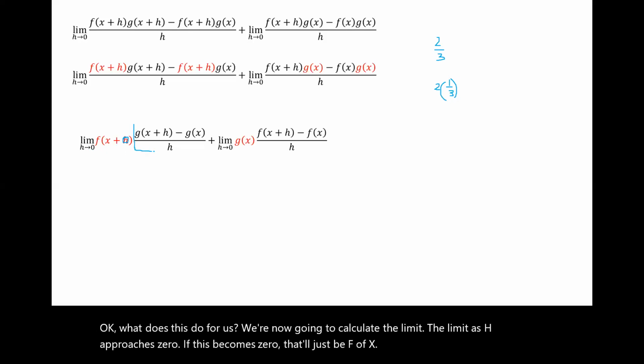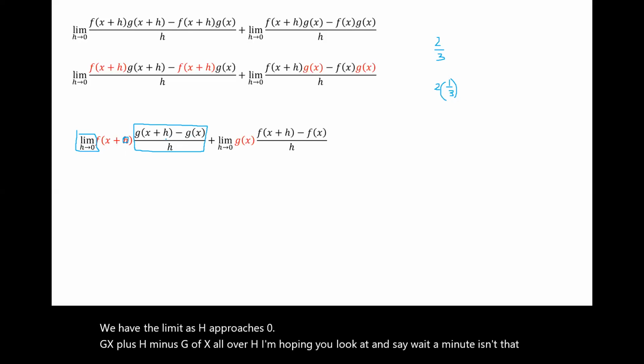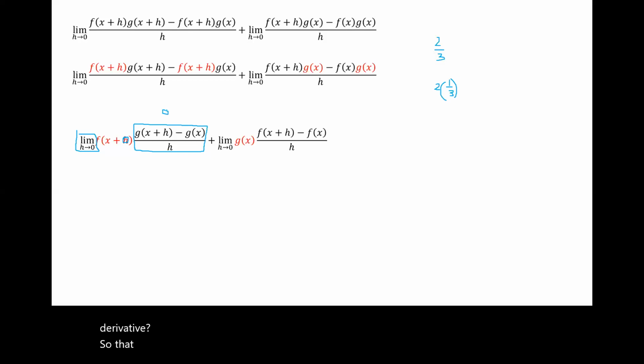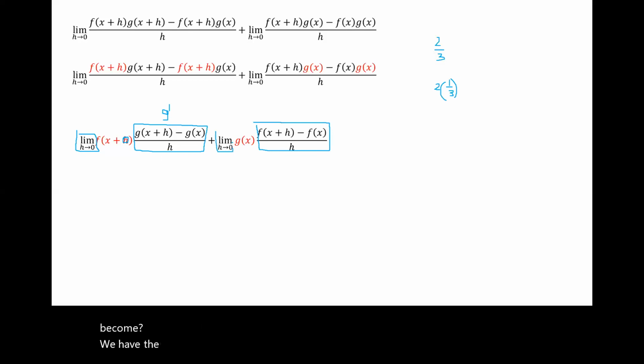The big question to be answered today is, what is this? We have the limit as h approaches 0, g of x plus h minus g of x all over h. I'm hoping you look at that and say, wait a minute, isn't that the derivative? So that is the derivative of the function g. So that will become g prime. Over here, h is going to 0. There is no h, so that just becomes g of x. And what does this become? We have the limit as h approaches 0, f of x plus h minus f of x all over h. Please tell me you instantly recognize that as the derivative.